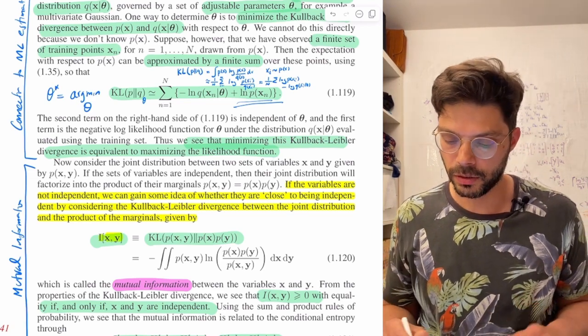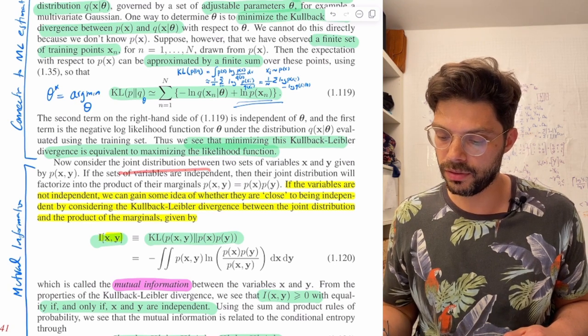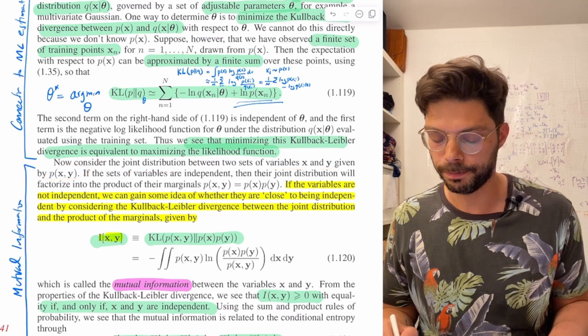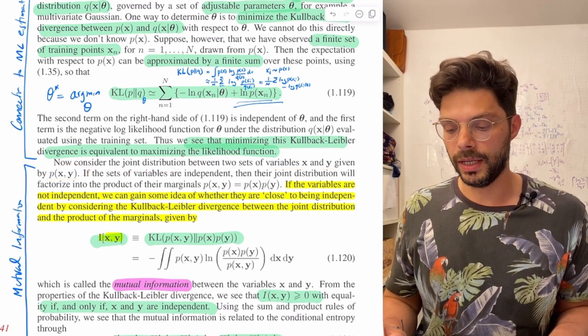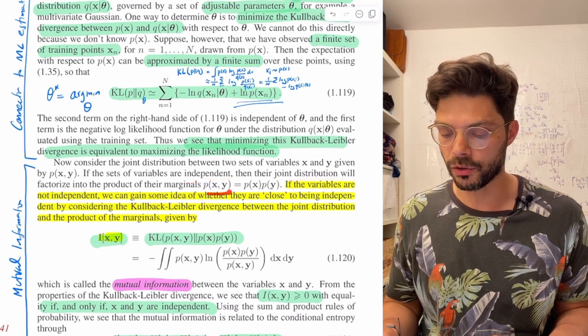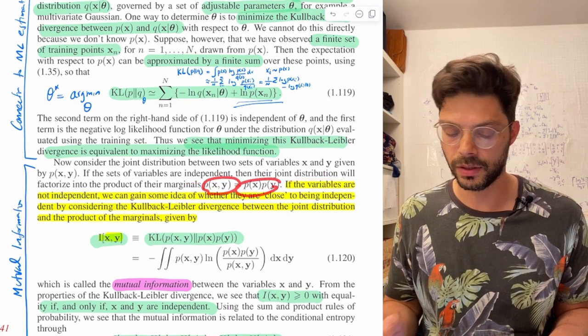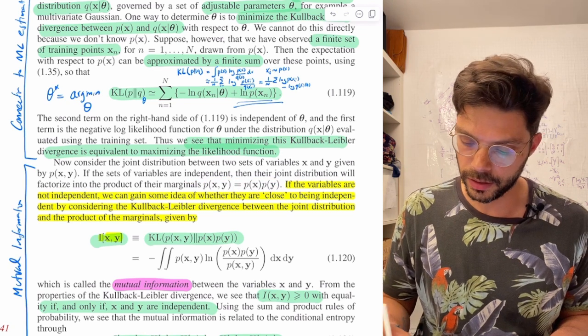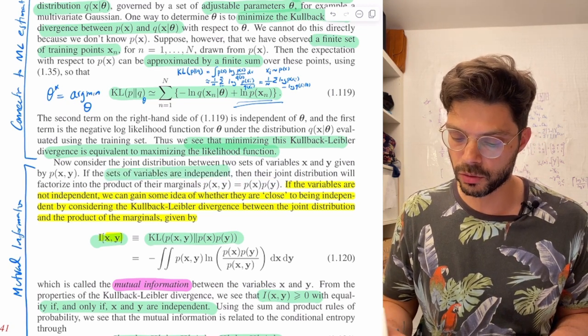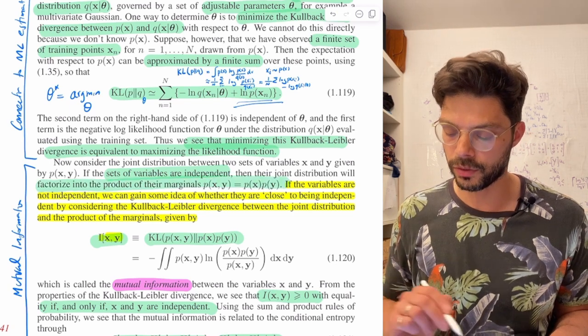So let's have a read. Consider the joint distribution between two sets of variables x and y given by p of xy, what we just said. Now, if the sets of variables are independent, then their joint distribution will factorize into the product of their marginals. So p of xy is equal to p of x times p of y. Let me just highlight that because that is important: if sets of variables are independent, then their joint distribution will factorize into the product of their marginals.